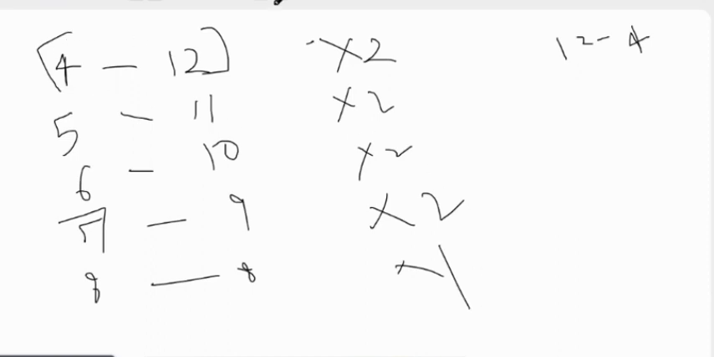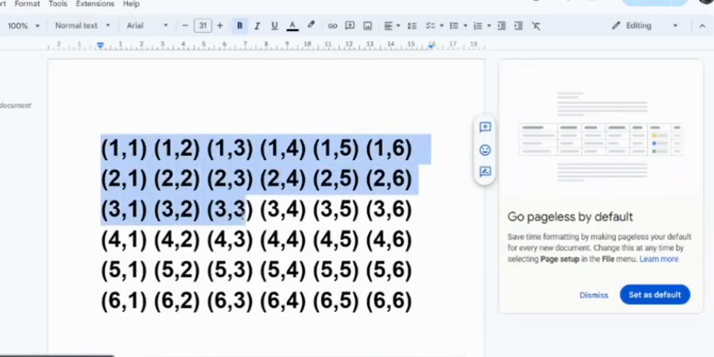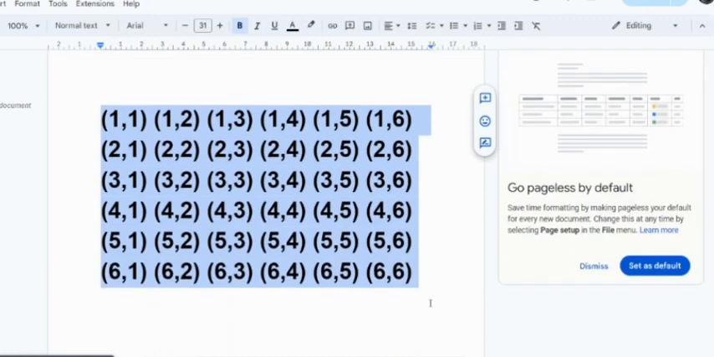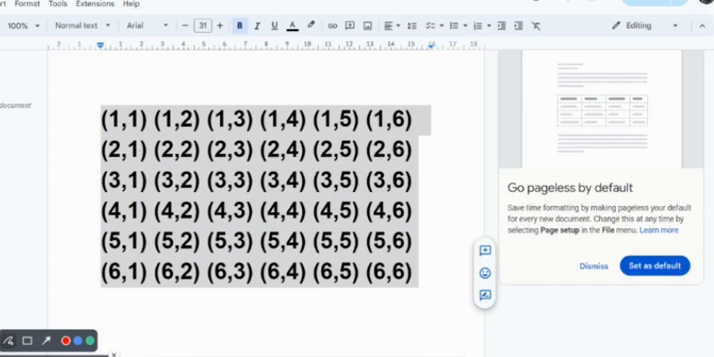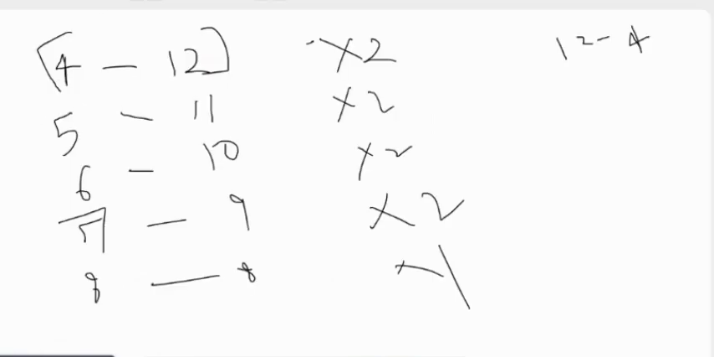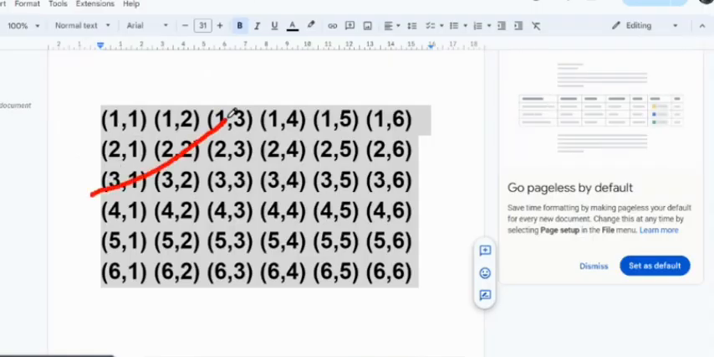Now to find this is very easy. These are the 36 cases which can be drawn from the sum of 2 dice. Here we can just go and check where the sum is. What we have to check for 4. So for 4 we have this case.